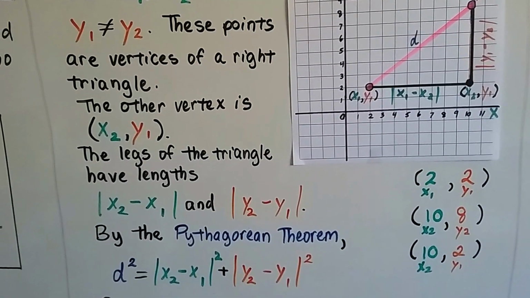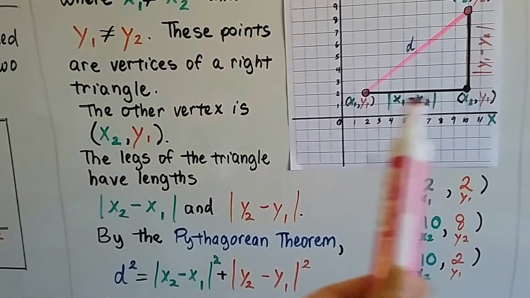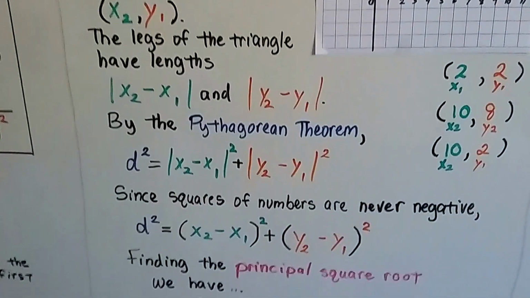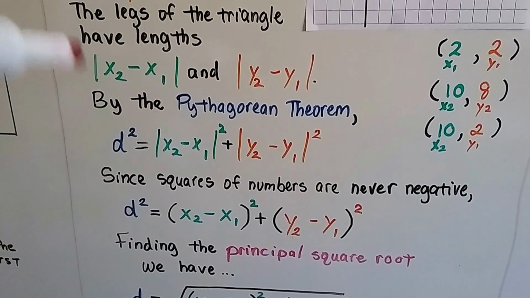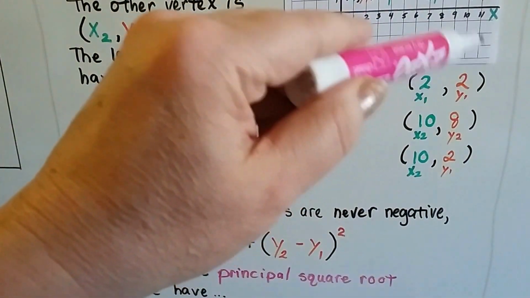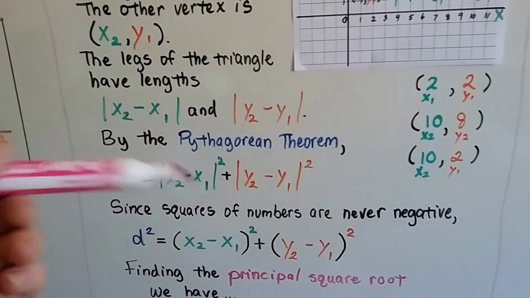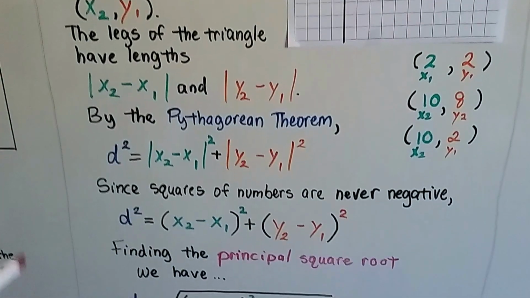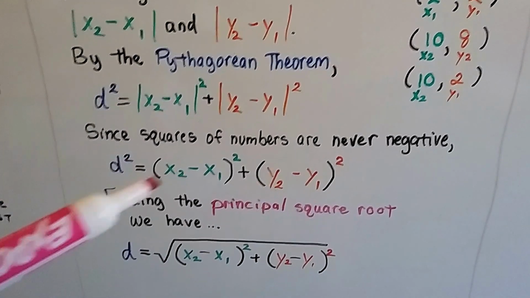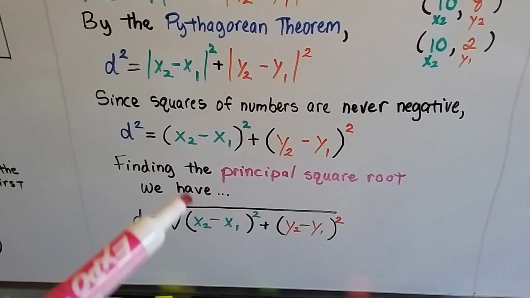Now the legs of the triangle have lengths. So here's a leg, and here's a leg. And this length is the x2 minus x1, and this is the y2 minus y1. See that? And we can say it's the absolute value of those, because it doesn't matter if it's negative and down here, right? If it was down here, we'd have negative for the y, wouldn't we? But it would still be that length. It would still be that many squares. Well, since squares of numbers are never negative, we don't need those absolute value bars. We can just put in parentheses. Then finding the principal square root, we end up with a radical sign on top of it. See?